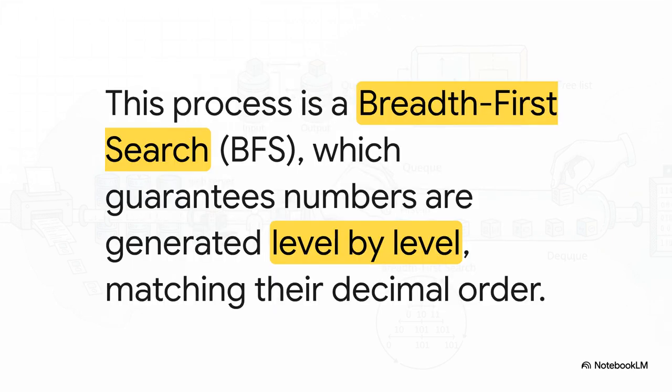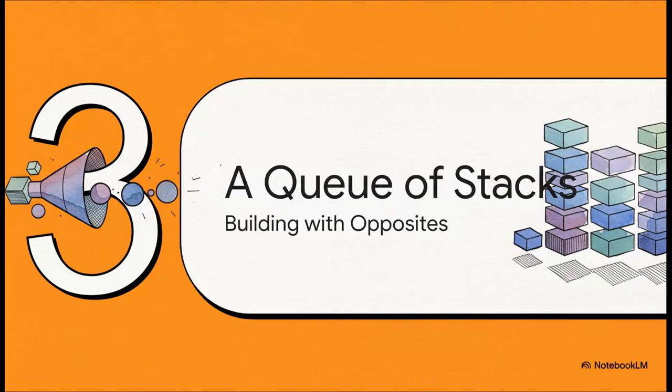And what we're actually doing here is a brilliant illustration of a core computer science algorithm called breadth first search, or BFS. By processing all the numbers of a certain length before moving to the next, the queue makes sure we generate everything level by level. And for binary numbers, that just happens to correspond perfectly to their numerical order. So cool. All right, time for a classic brain teaser.